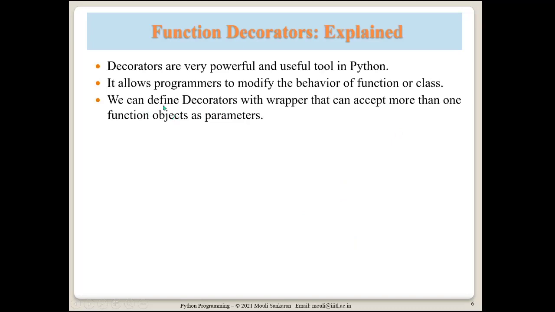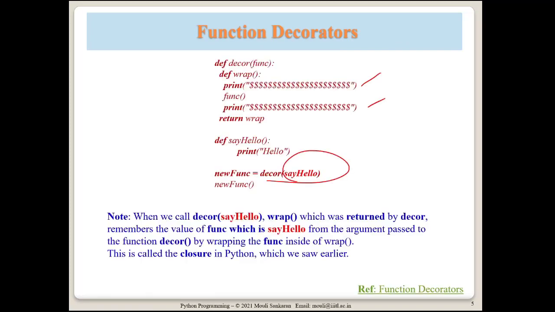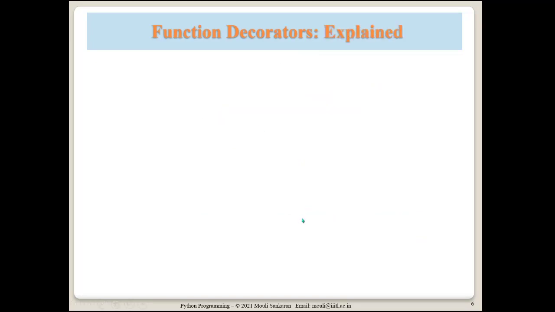So we can define decorators with a wrapper that can accept more than one function object as parameter. So you can put more number of chocolates inside, no limit. I can say func1, func2, func3 and call each of them inside. And you can play around a lot in these decorator details.